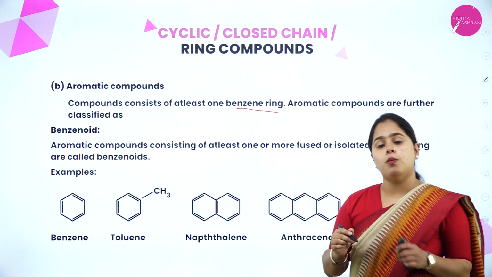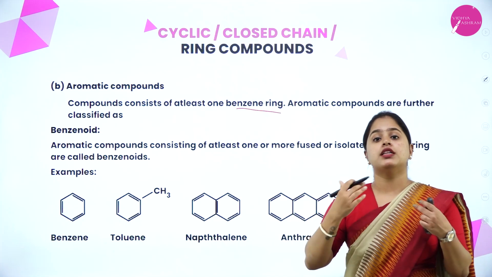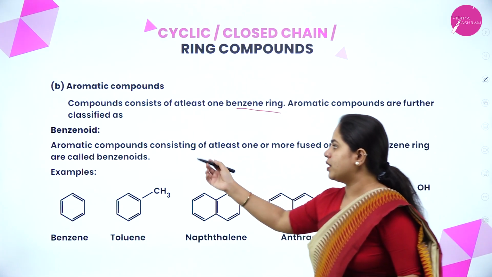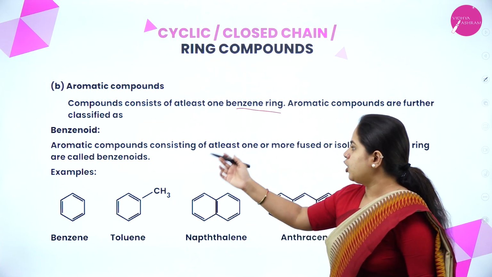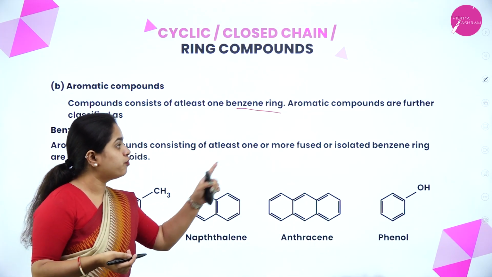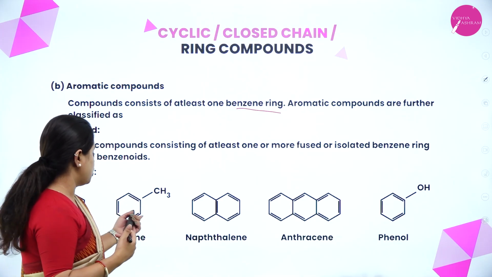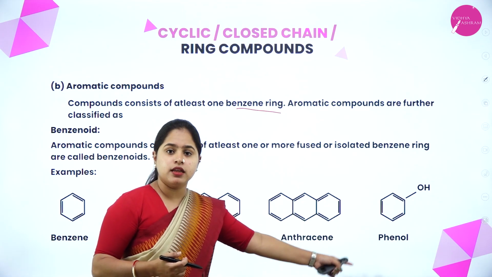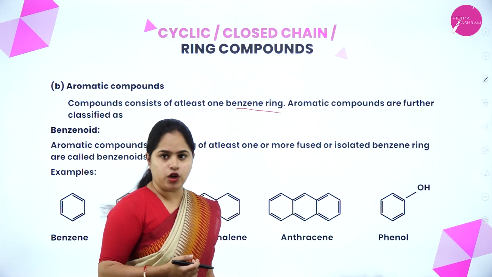Okay, so such compounds will have at least one benzene ring, and aromatic compounds are further classified into benzenoid and non-benzenoid compounds. So the first one is benzenoid. Benzenoid means they will contain a benzene ring. Aromatic compounds consisting of at least one or more fused or isolated benzene rings are called benzenoid compounds. So the examples you can see, right? Phenol. On a benzene ring, there is an OH group attached, right? So that is phenol.